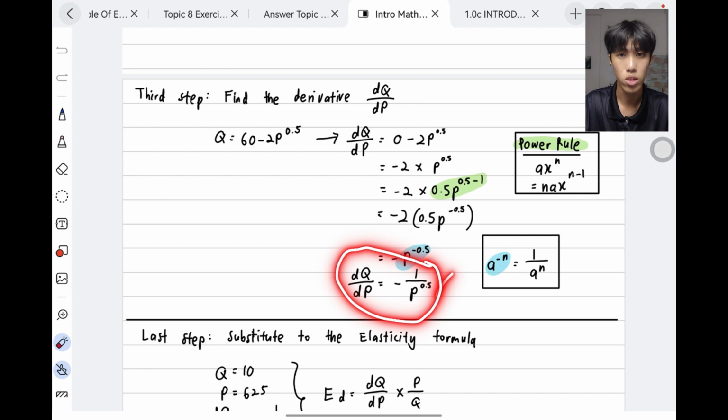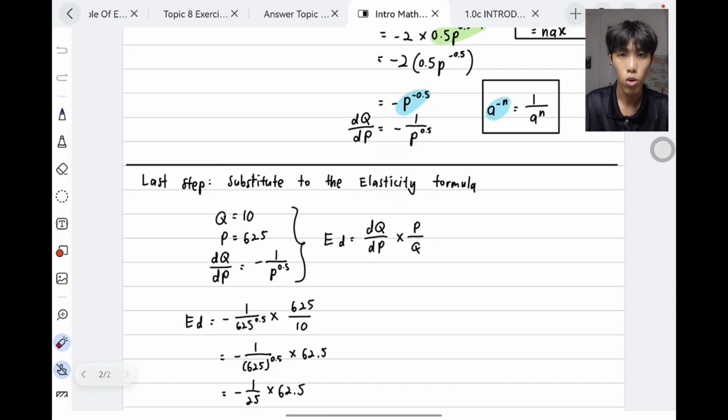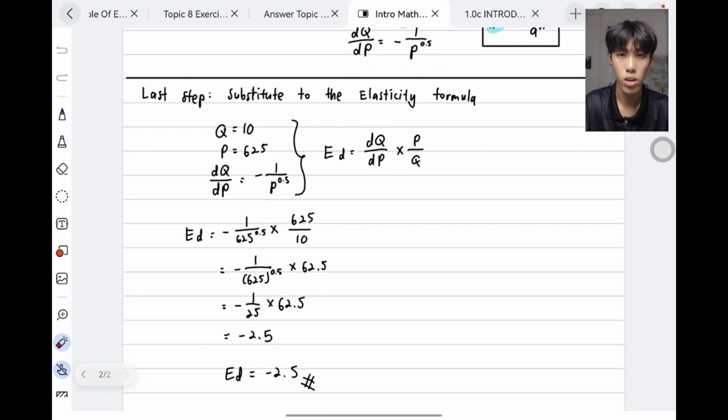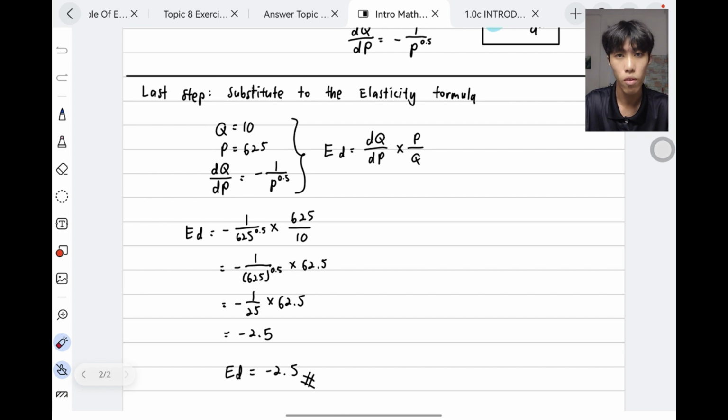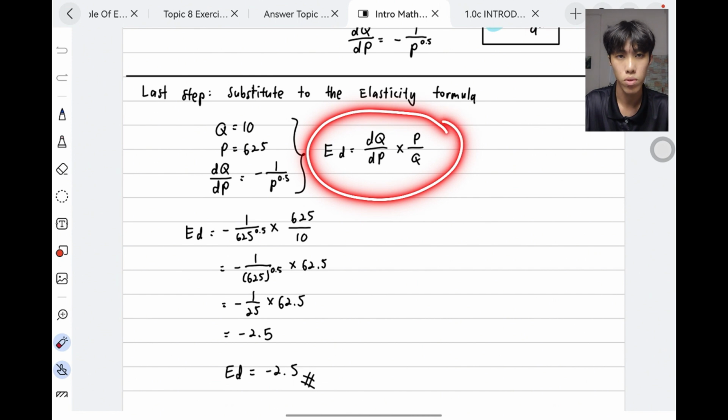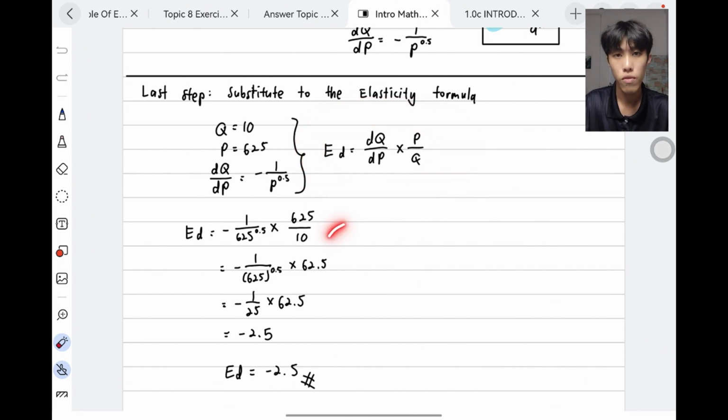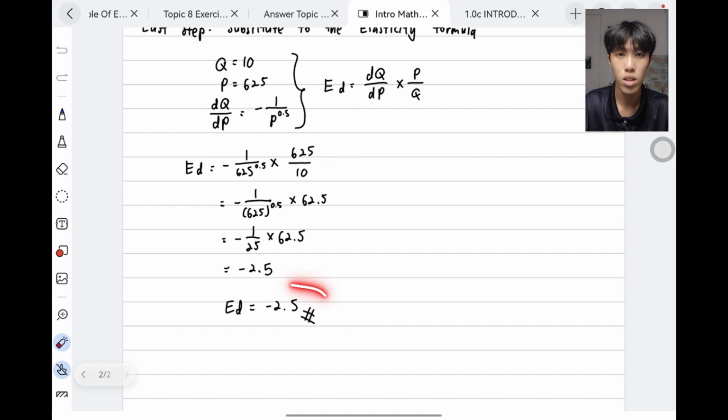Moving on to our last step, we just need to substitute the values into the formula. We already have our values: Q equals 10, P equals 625, and the derivative of Q with respect to P equals negative 1 over p to the power of 0.5. Plugging this into our elasticity formula, Ed equals the derivative of Q with respect to P times P over Q. This gives us negative 1 over 625 to the power of 0.5 times 625 over 10. We simplify to negative 1 over 25 times 62.5. So our final result is price elasticity of demand equals negative 2.5, indicating elastic demand.